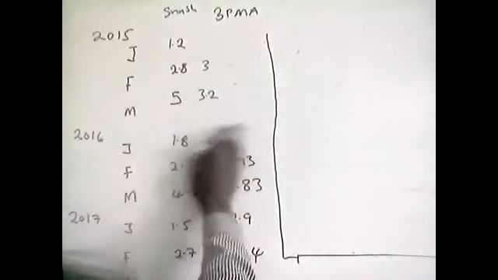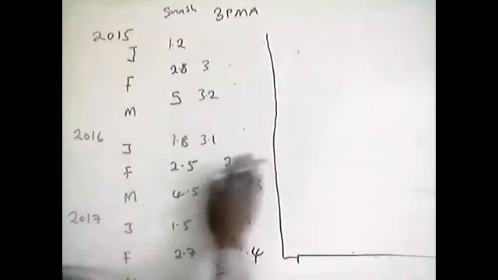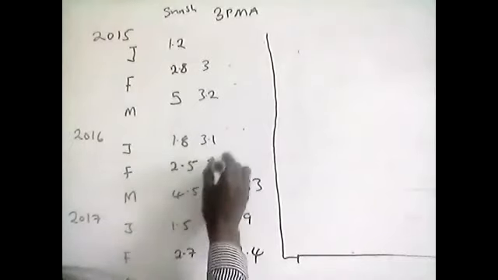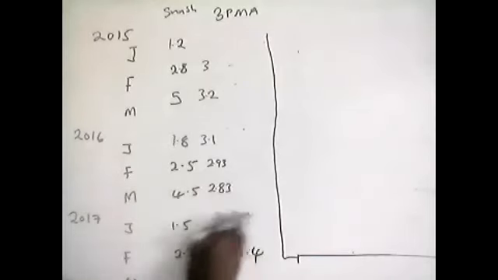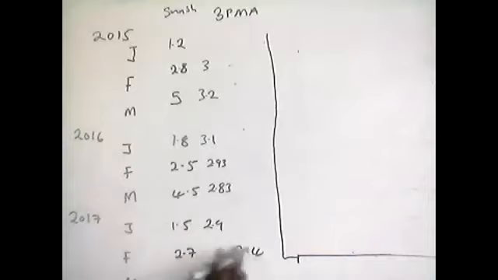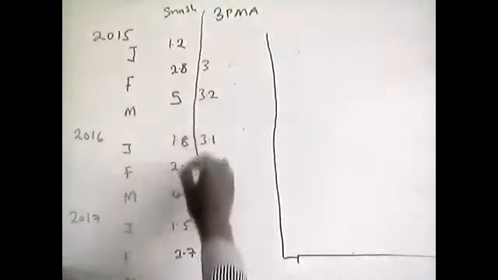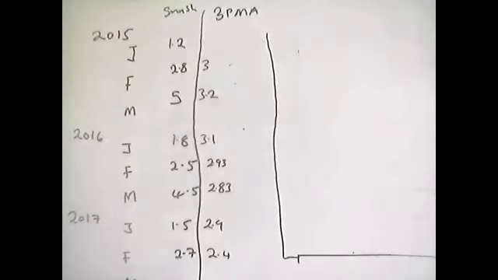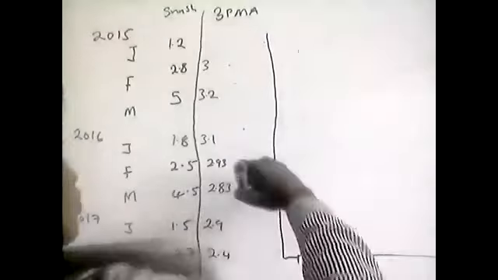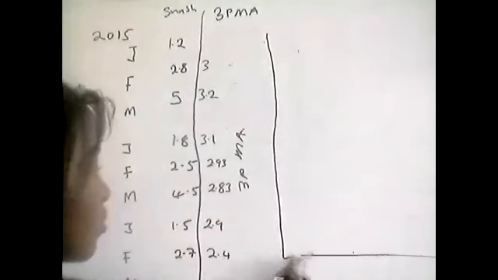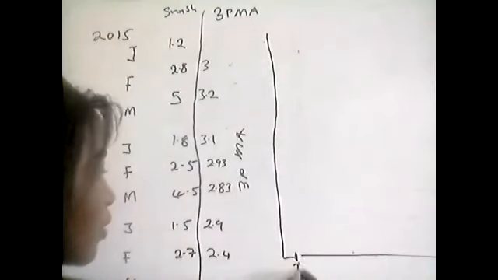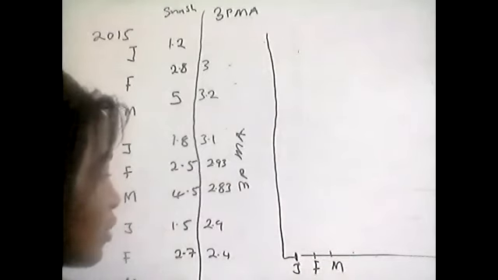3, 3.2, 3.1, 2.93, 2.83, 2.9, and 2.4. So this is the 3-point moving average. And then here we start with the months. So we had January, February, and March, for which year? 2015. Right.